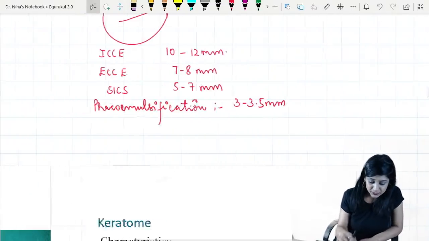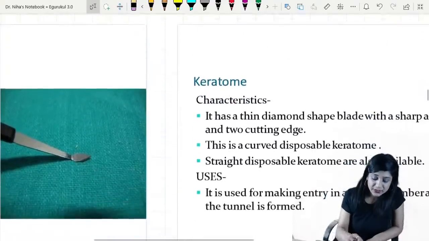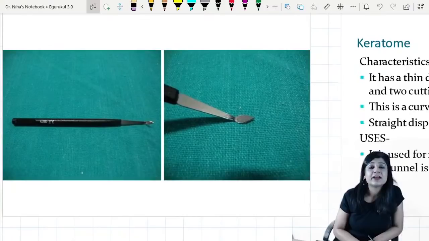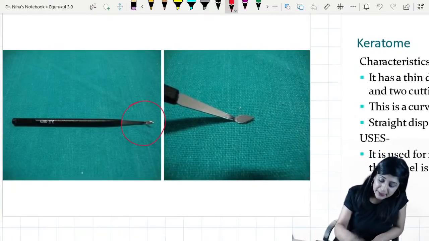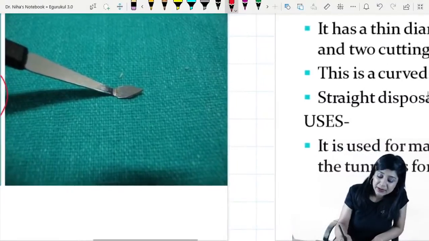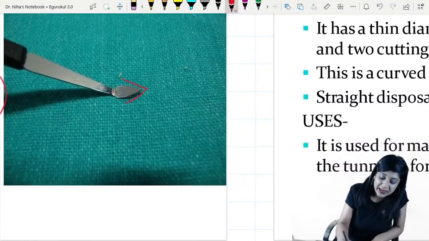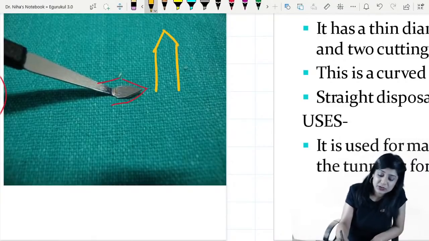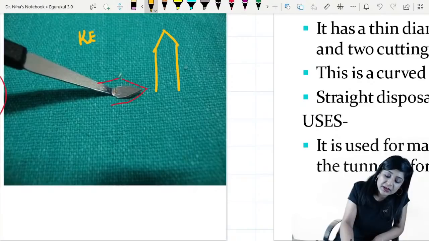Okay. So now coming to the next one that I was talking about. Now can you see, this is another handle with a blade, but here the blade is something like this. So this is actually your crescent shape. This is your diamond shape. So this instrument is your keratome.